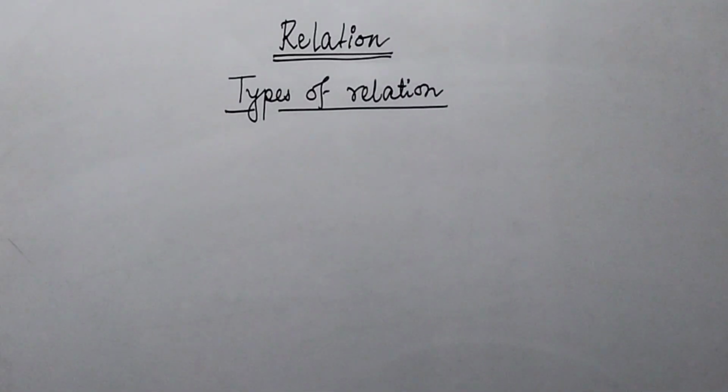Now let's see how many types of relations there are. On the basis of the structure of R, we get basically 4 types of relations. Though there are some special types of relations, and I'll also discuss them in the next video. Now in this video I am discussing those basic 4 types of relations.